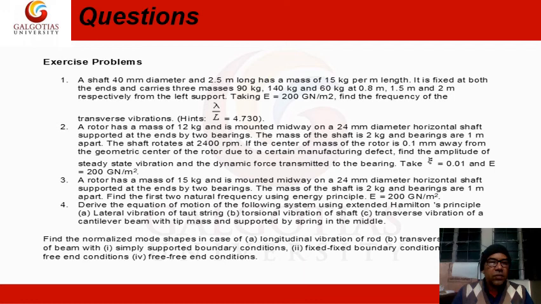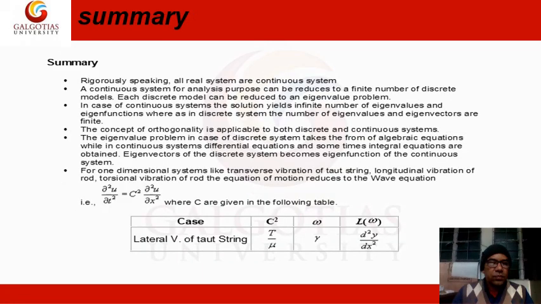So the exercise problem is: a shaft 40 mm diameter and 2.5 meter long has a mass of 15 kg per meter length. It is fixed at both ends and carries 3 masses, 90 kg, 140 kg, and 60 kg, at 0.8 meter, 1.5 meter and 2 meter respectively from the left hand. Take E equal to 200 GPa and find the frequency of the transverse vibrations. So you have to solve these questions.